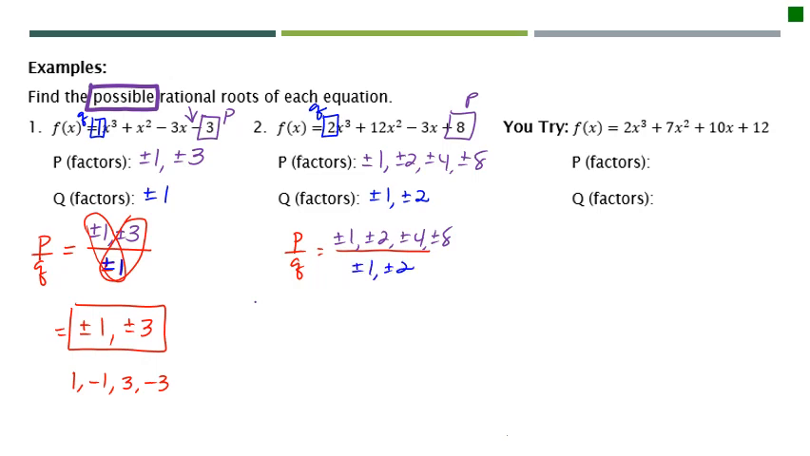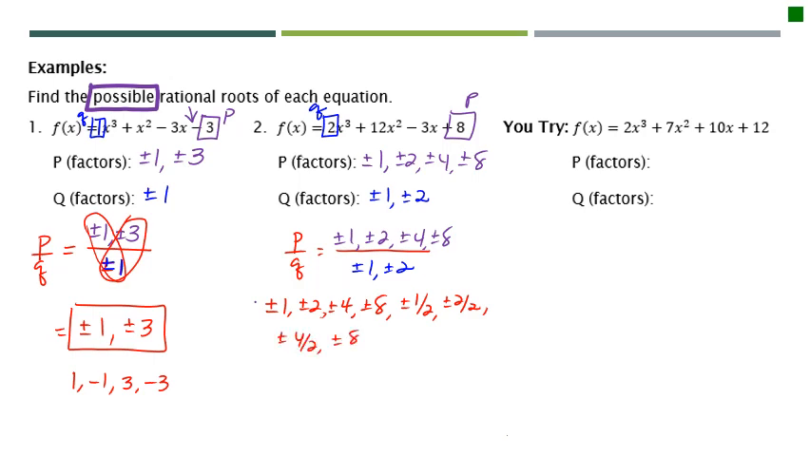This one's going to be slightly more complicated because I have 2 numbers in the denominator. So what I like to do is go through and take all the purple numbers and divide everything by 1. That's not going to change any of my numbers, so I'm going to have plus or minus 1, 2, 4, and 8. And now I'm going to do the same thing, but take all the purple numbers and divide them by 2. So I have 1 divided by 2, 2 divided by 2, 4 divided by 2, and 8 divided by 2.